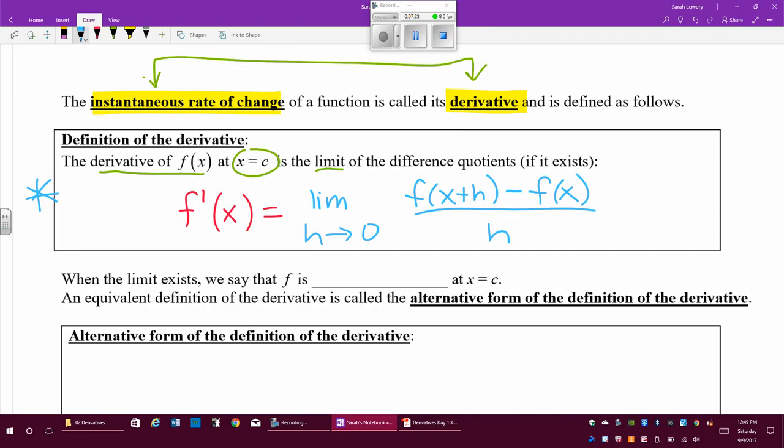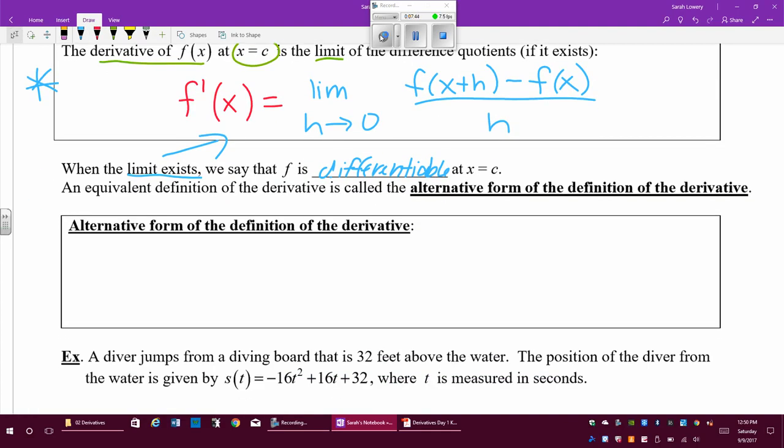Now, if you have a limit of this thing, we say that f is differentiable at the point x equals c. Now, this definition of the derivative also has an alternate form. You need to know this as well.